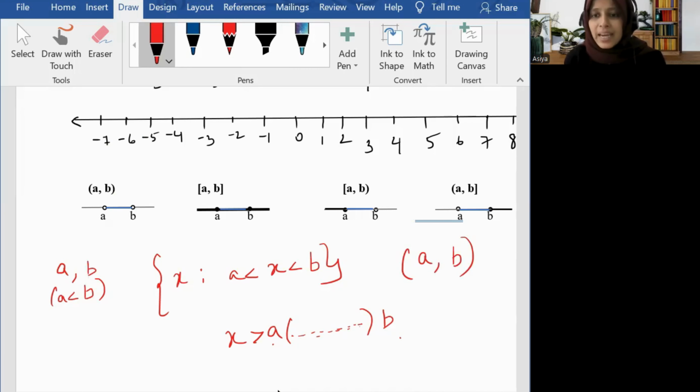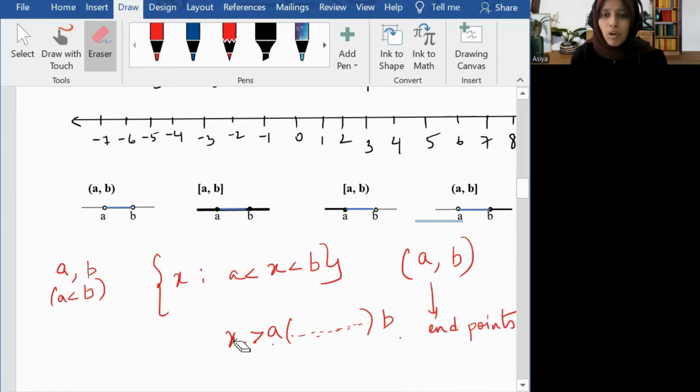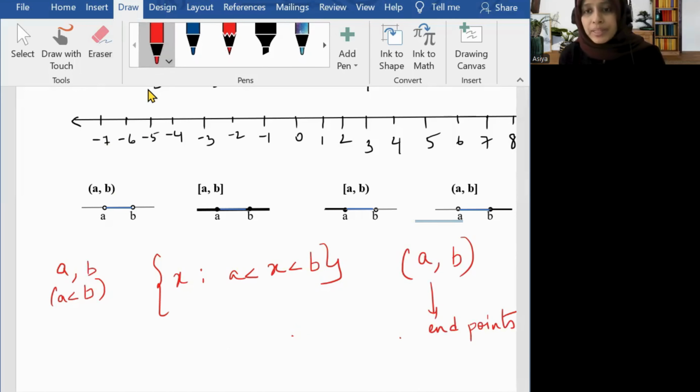Now, these A and B are called my endpoints. What are these called? Endpoints. And here, the small brackets mean open interval. What do you mean by open interval? When I say open interval, that means this endpoint A and endpoint B are not included, but all the elements or the numbers between A and B are included.